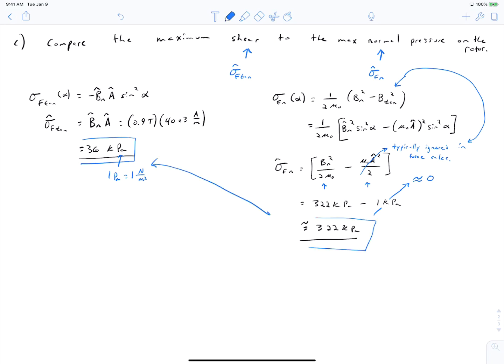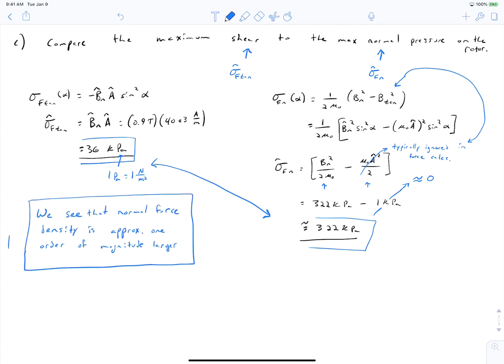And so if you compare these two, we notice that the force density in the normal direction is approximately an order of magnitude larger than our shear force density, which is an interesting result. It shows us that the electric machine is actually far better at creating radial forces or normal forces than it is at creating rotational torque. So for this example, the peak normal force pressure is 1 order of magnitude larger than the peak shear.